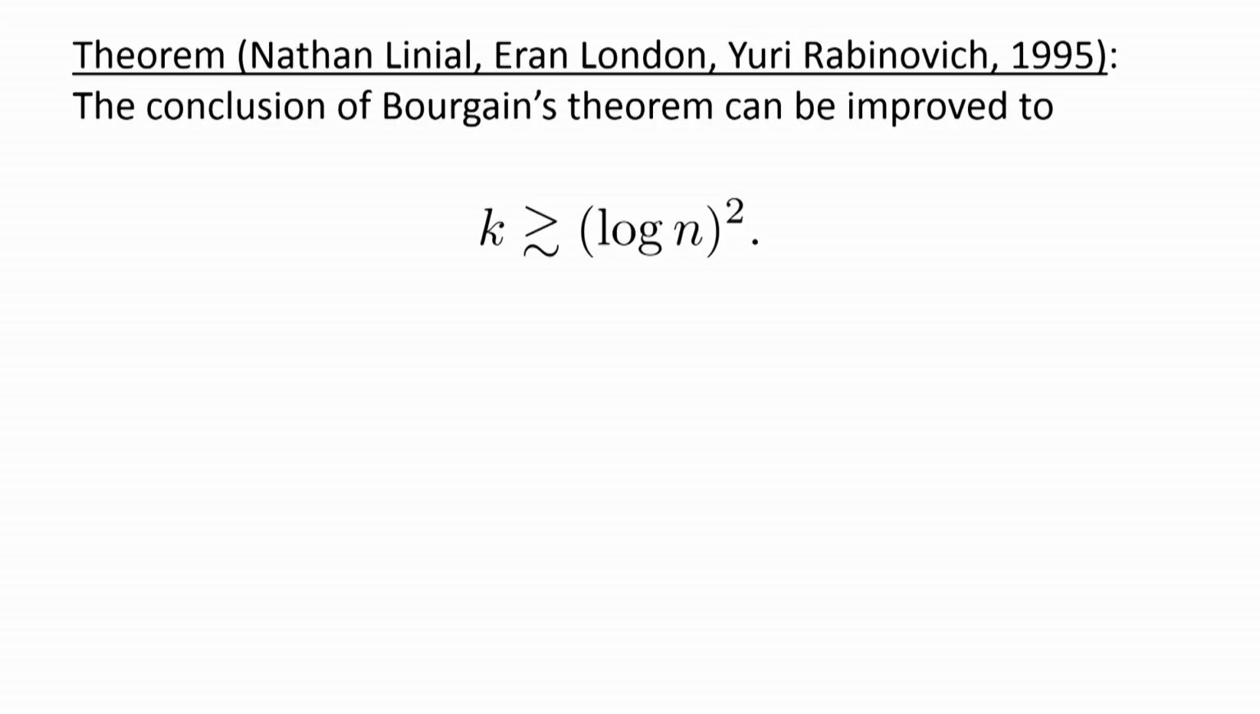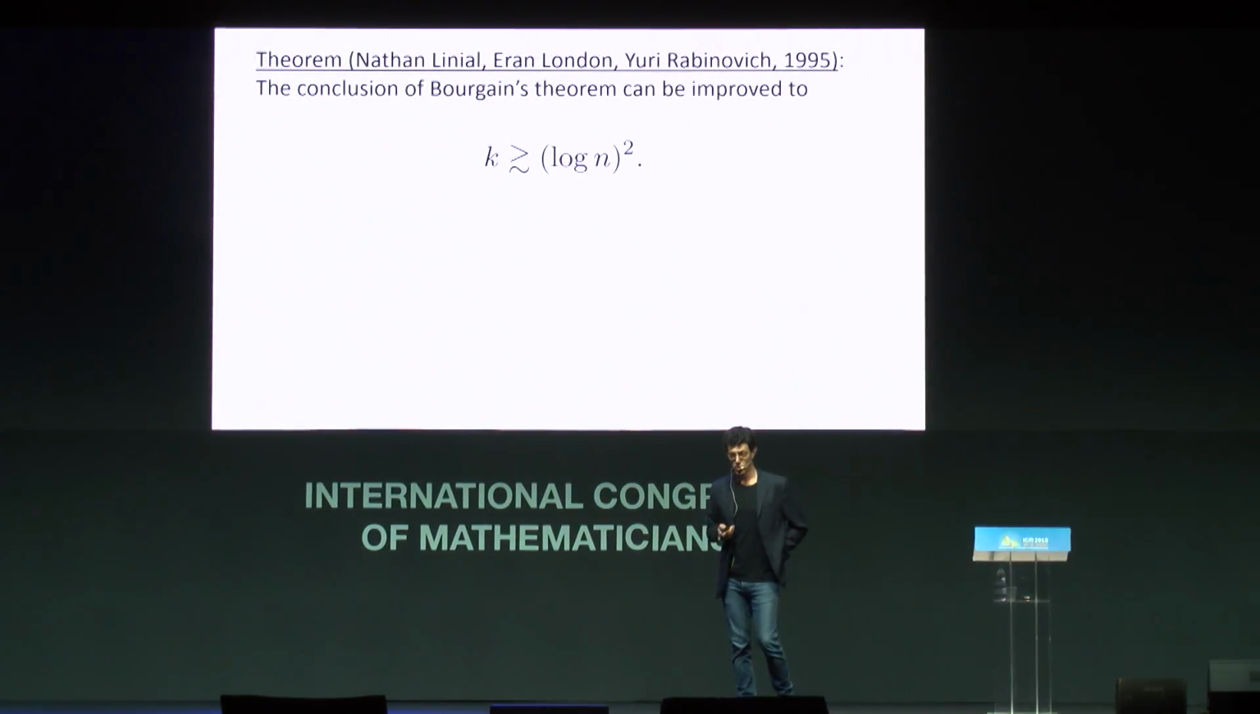A decade after Bourgain's theorem in '85, there was an improvement, but only this log n in the denominator. So Linial, London, and Rabinovich succeeded in improving this bound. They found an endpoint metric space which requires dimension log n squared, not log n squared over log n. So a little bit of improvement. So maybe we're in a good situation.